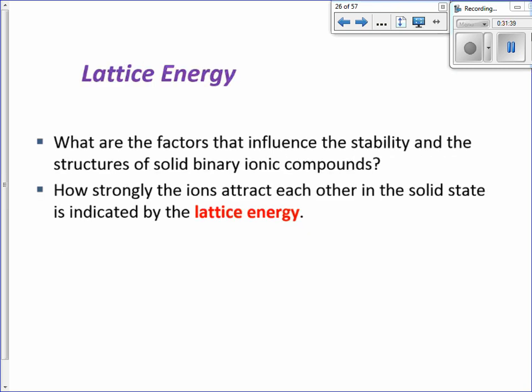Lattice energy. This is something that's completely new, so please take a moment to try to absorb it. Lattice energy is basically how strongly the ions attract to each other in the solid state for an ionic compound. So the higher the lattice energy, the stronger the bond, basically. Okay? So the higher the lattice energy, the stronger the bond.